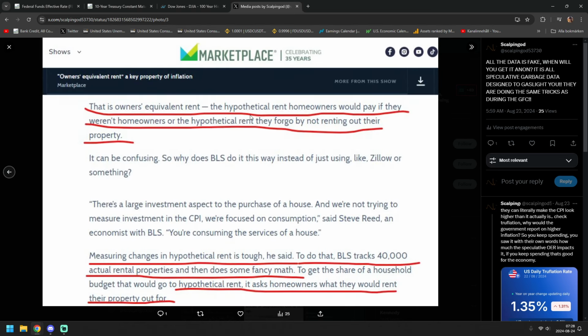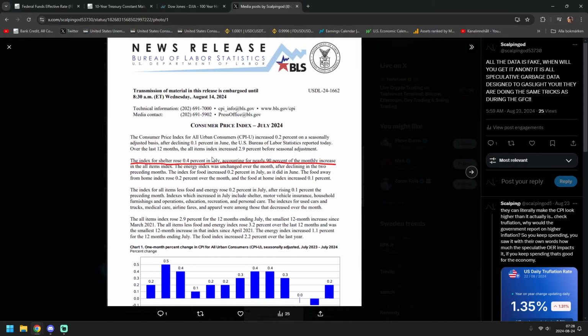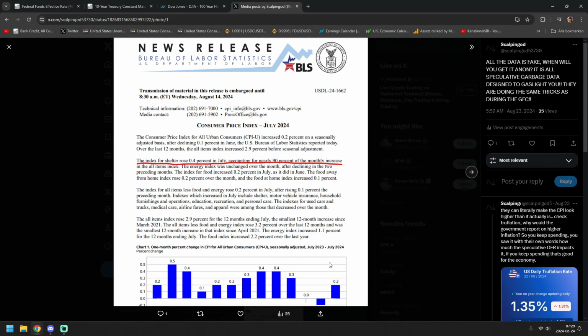It is owner's equivalent rent, OER. Owner's equivalent rent is the hypothetical rent homeowners would pay if they weren't homeowners, or the hypothetical rent they forego by not renting out their property. And was said by an economist with the BLS, the Bureau of Labor Statistics. Measuring changes in hypothetical rent is tough, he said. To do that, the BLS tracks 40,000 actual rental properties and then does some fancy math. It's hypothetical rent. It asks homeowners what they would rent their property out for. So they call these people up and they ask them, hey, how much do you think you could rent your home out for? And they just give a random number and they're like, oh, we're just going to plug it into the CPI. And as you can see here, it accounted for 90% of the monthly increase in the CPI, right?